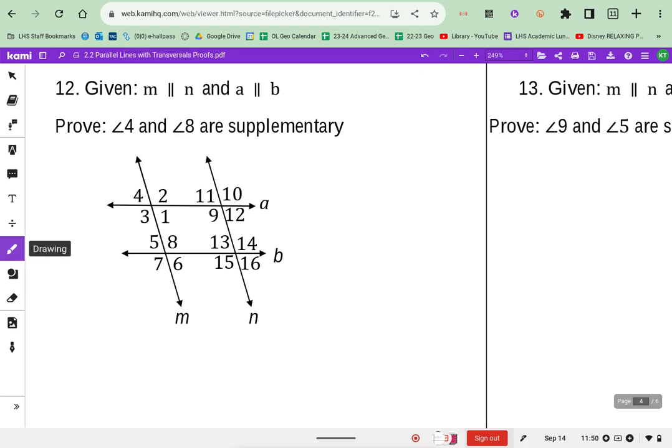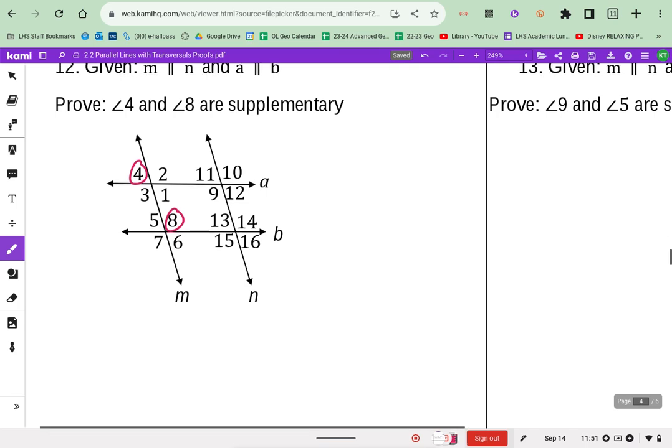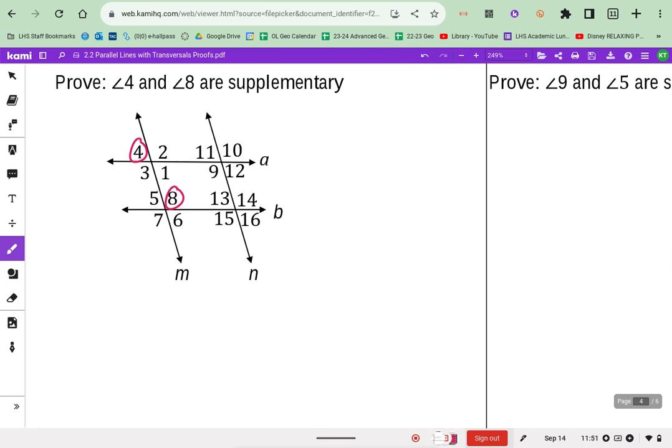Okay, so we have M is parallel to N, and A is parallel to B. And we want to prove 4 and 8 are supplementary. Okay, so I'm just going to circle 4 and 8 so I can visualize where they are. So that'll help me start making some connections. And then I'll draw my T-chart, write down my givens, and then we'll go from there.